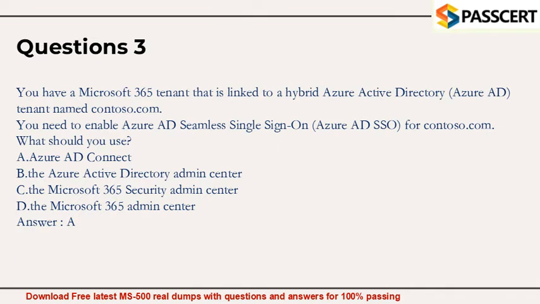Question 3. You have a Microsoft 365 tenant that is linked to a hybrid Azure Active Directory, Azure AD, tenant named Contoso.com. You need to enable Azure AD Seamless Single Sign-On, Azure AD SSO, for Contoso.com. What should you use? A. Azure AD Connect. B. The Azure Active Directory Admin Center. C. The Microsoft 365 Security Admin Center. D. The Microsoft 365 Admin Center. Answer: A.